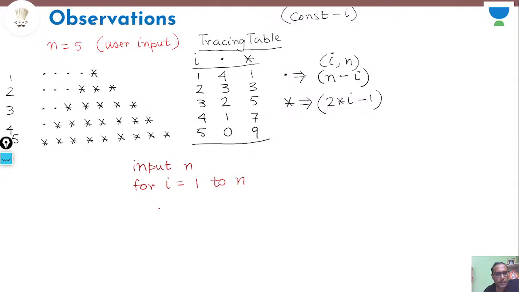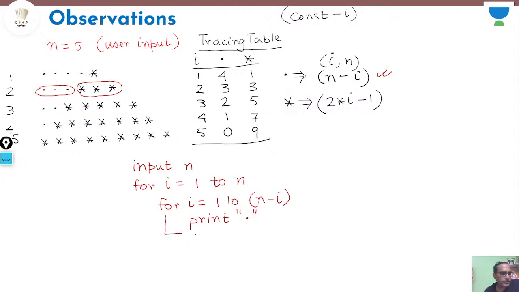Next, I want to go for dot printing at first, because at first I should print some dots, then I should print some stars. So now I shall go for another loop. For j is equal to 1 to, what is the logic for dot printing? n minus I. I shall go for print dot. So this is the end of the for loop.